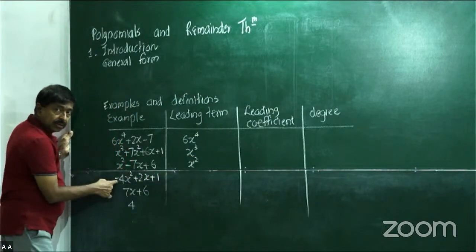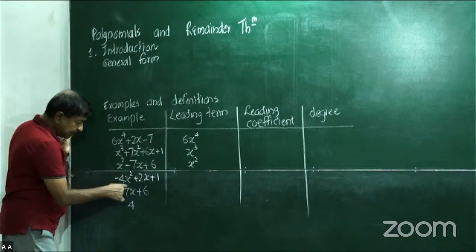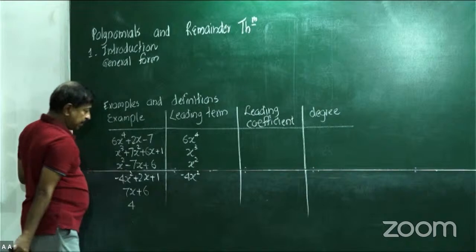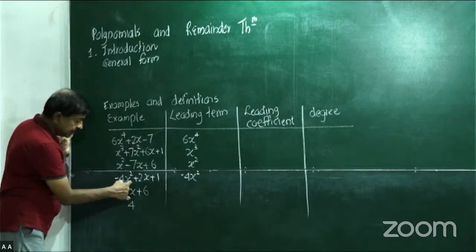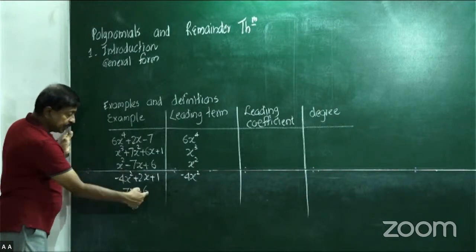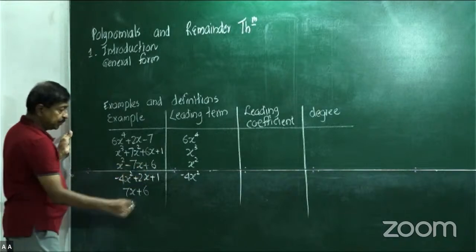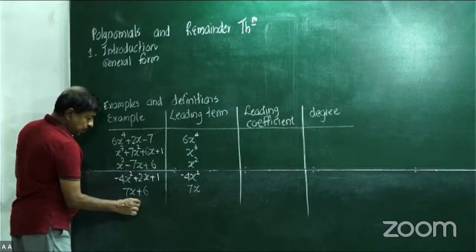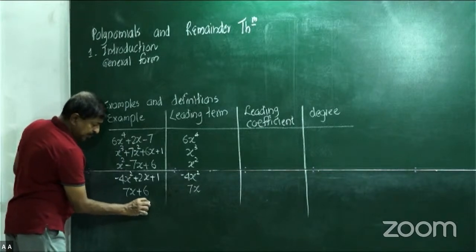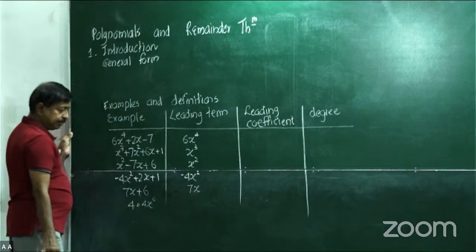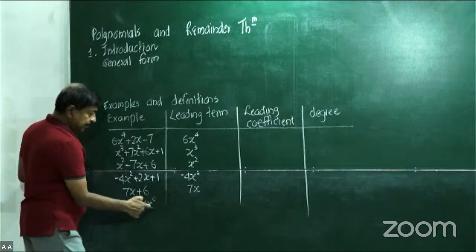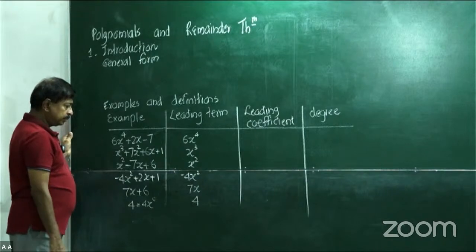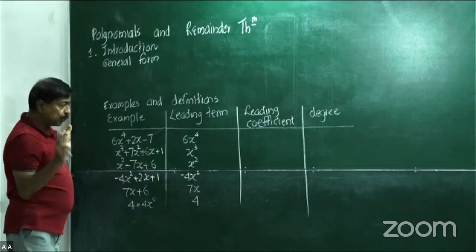In the fourth one, you have to consider it together with the minus sign, minus 4x squared. Here, this is the term carrying the highest power because here you have x to the power 0. So 7x. Here you have 4. You can consider 4 as 4 times x to the power 0. So this is 4.